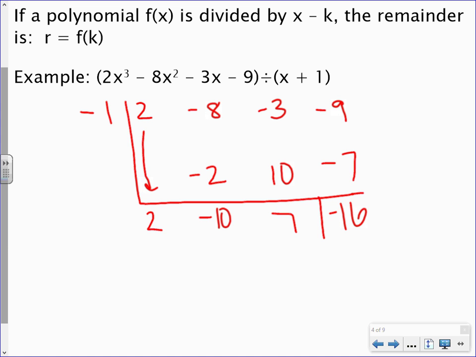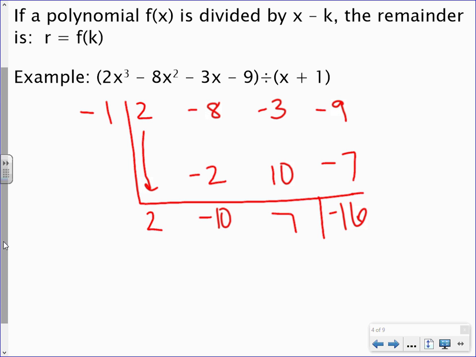Does your work match mine? Drop the 2 down, multiply it by negative 1. Put it under the negative 8, you add the columns. Negative 10 times negative 1 is 10, add the columns to get 7. 7 times negative 1 is negative 7, add the columns to get negative 16. Remember, I like to put a little bar here to separate the remainder from the quotient. Okay?